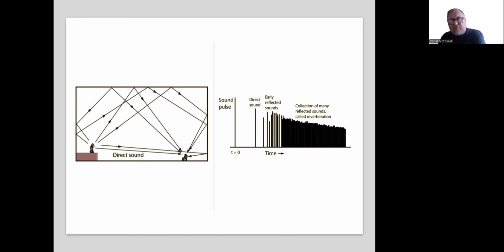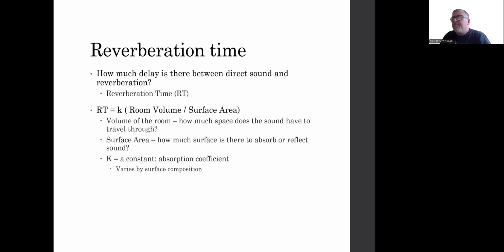And what it's going to sound like, whether it's going to be nice and tight. If it's small and has lots of sound-absorbing material, like an anechoic chamber, you're not going to see essentially any reverberation, very minimal. But if somebody hits a drum in a big empty stadium, you're going to see a long reverberation envelope like this, right?